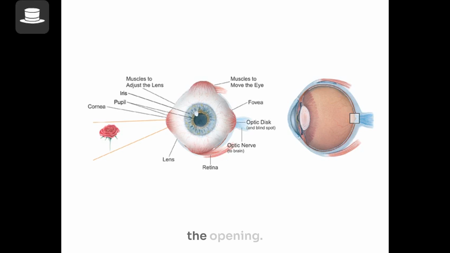The iris, the opening, behind that there is a lens, and behind the lens there is the eyeball itself, filled with fluid and whatnot, and there are muscles around the eyeball that control the movements of the eye. And we'll talk about more structures in the next slide.